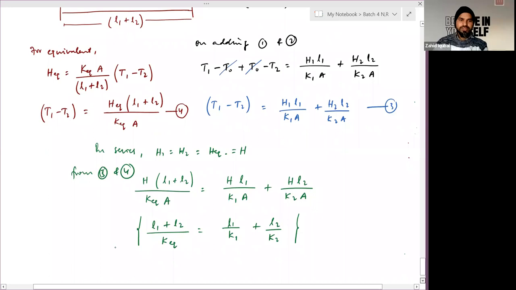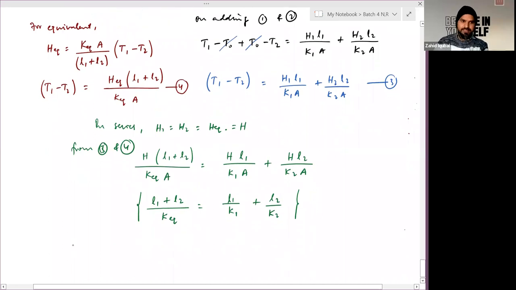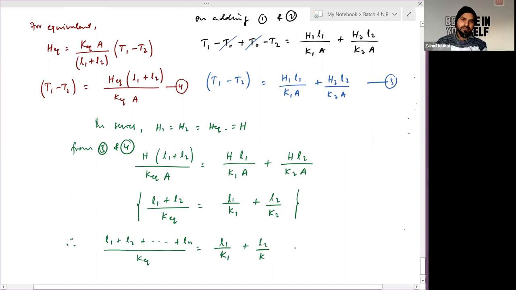You may generalize this particular relation as L1 plus L2 plus so on to n number of rods arranged in series. So it must be equal to L1 by K1, L2 by K2, plus so on to Ln by Kn, like this.